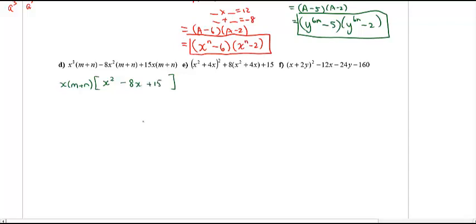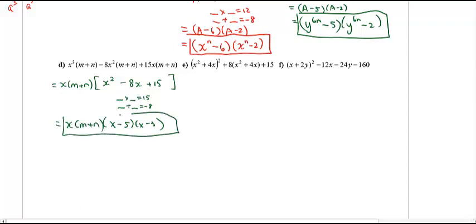And now that's something similar to what we factored before. Two numbers multiply to 15. Same two numbers add to negative 8. Your brain is churning, and you get, yeah, x minus 5, x minus 3. So your final answer here is really x times m plus n times x minus 5 times x minus 3. That's it.